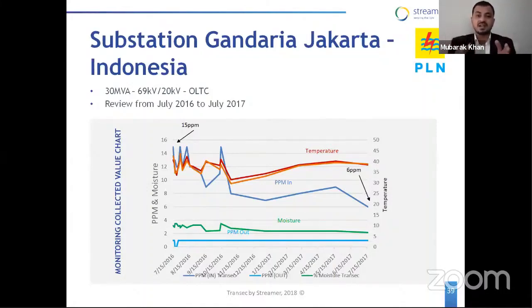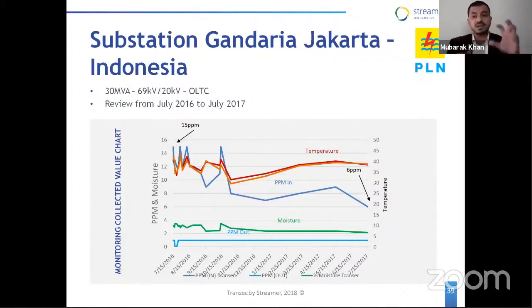For example, this is a particular installation we have done in Jakarta, where initially when we installed the unit, the moisture was around 15 ppm. Okay, after a period of 1 year, it came down to 6 ppm. And if we analyze the moisture in paper, at the time of installation it was around 3.2%. At the end of 1 year, the moisture in paper came down to 2.2%, which is within the safe limits. Okay, so this is the benefit of using online monitoring.